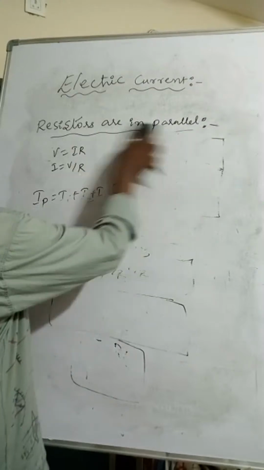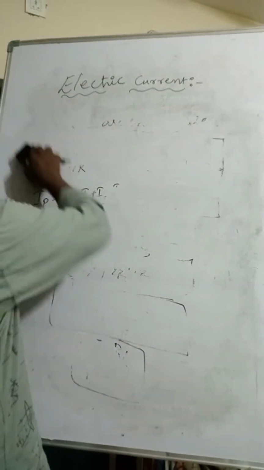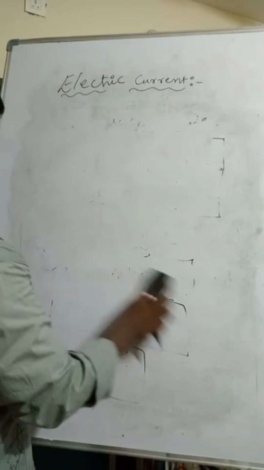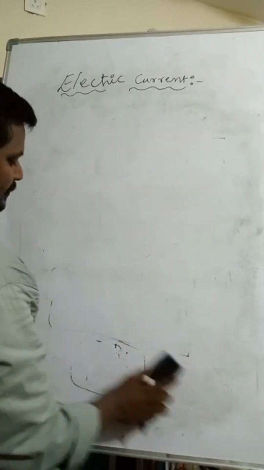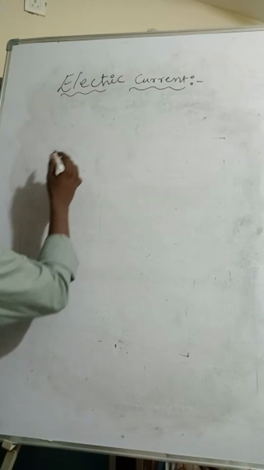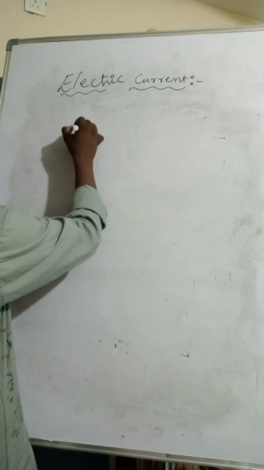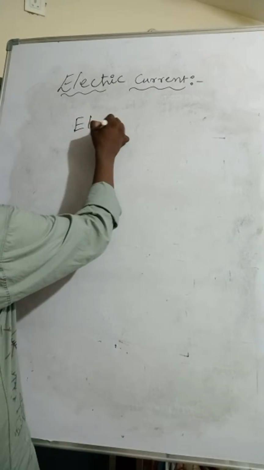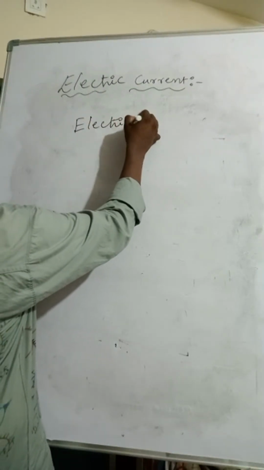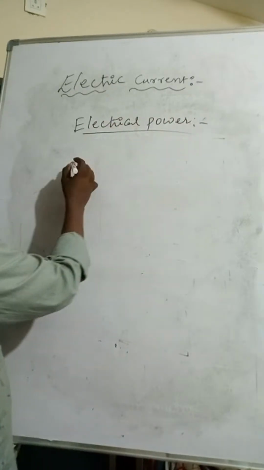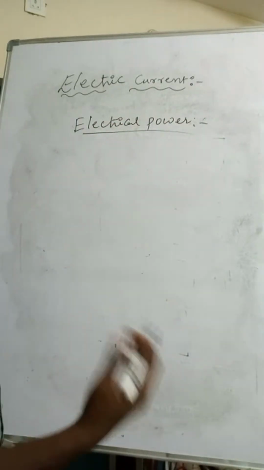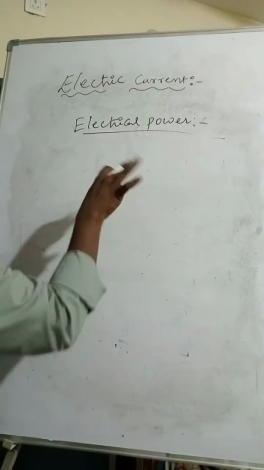Next one, electrical power, or heating effect of electric current. So we can say heating effect of electric current. Okay. Now we can take this also under the heating effect of electric current. In that part only it will come like this.